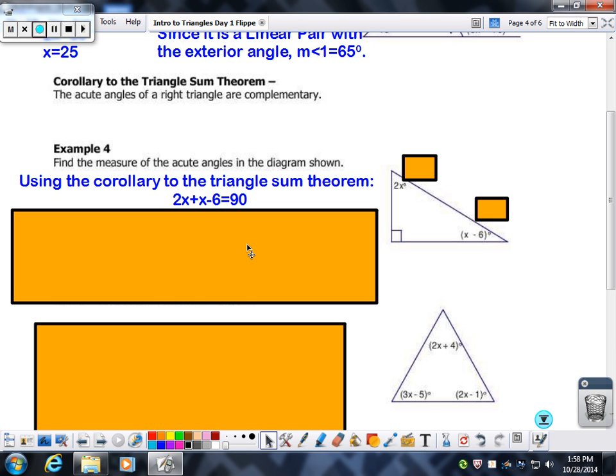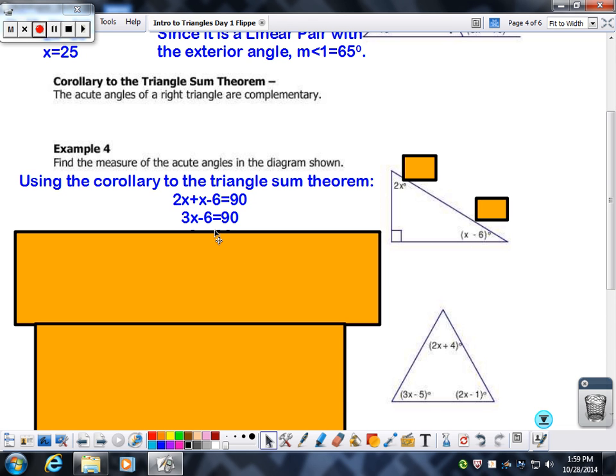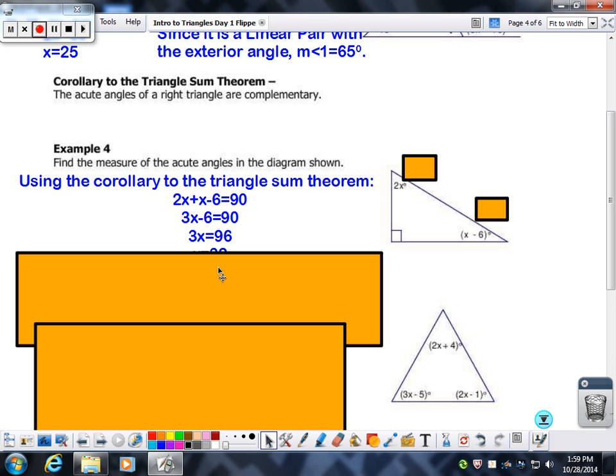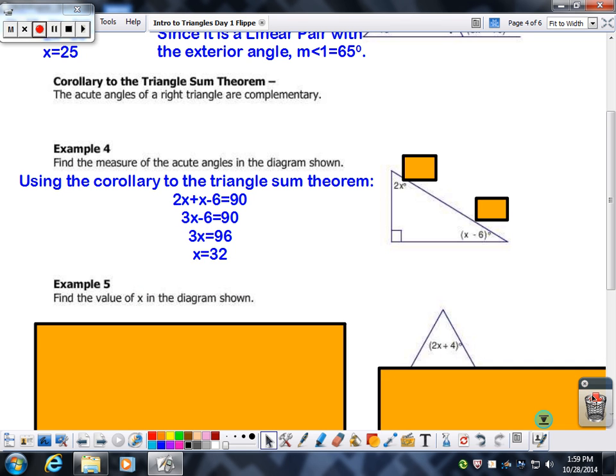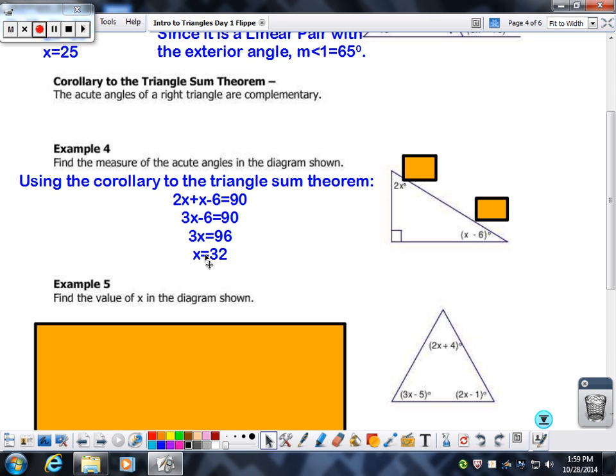But it asks us here to find the measure of the acute angles. So using that corollary, it tells us that 2x plus x minus 6 equals 90. We combine like terms, 3x minus 6 equals 90. Add 6, we get 3x equals 96, and then x equals 32. Of course, we're not done because it says to find the measures of the acute angles. So we're going to plug 32 in for x in the 2x and get a 64. And if we plug 32 in for x here, we get 26 degrees. So those are the two acute angle measurements in that triangle.